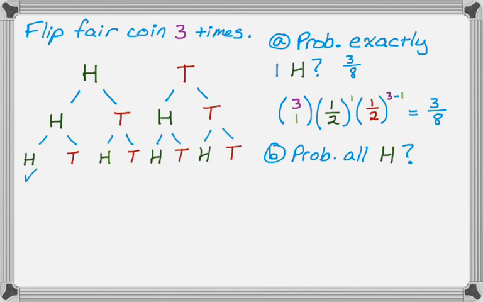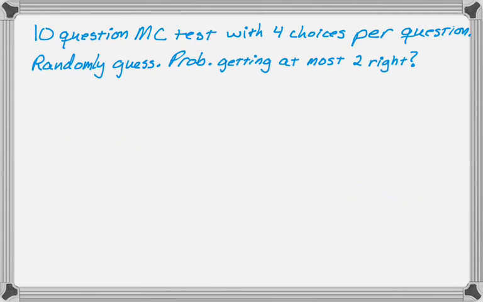The only way that happens is if that first branch, so you go heads, heads, heads. So that's going to be 1 out of 8, definitely. And the theorem says that's going to be 3 choose 3, and then 1/2 to the third, and 1/2 to the 3 minus 3, which is 1/2 to the 0. Punch that in, and you do in fact get 1/8. So it's working. Let's take a look at another problem.